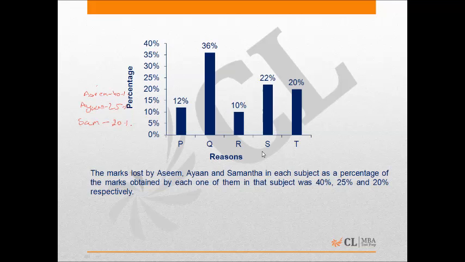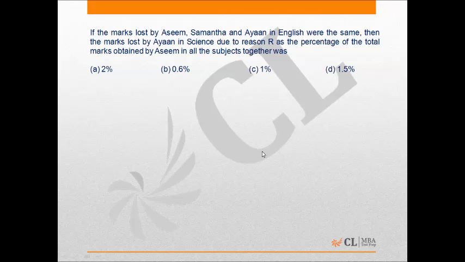Let's move forward to the questions. If the marks lost by Asim, Samantha and Ayan in English were the same, then the marks lost by Ayan in science due to reason R as a percentage of total marks obtained by Asim in all the subjects together was... First of all, let's find out what are the marks lost by Asim, Samantha and Ayan in English.